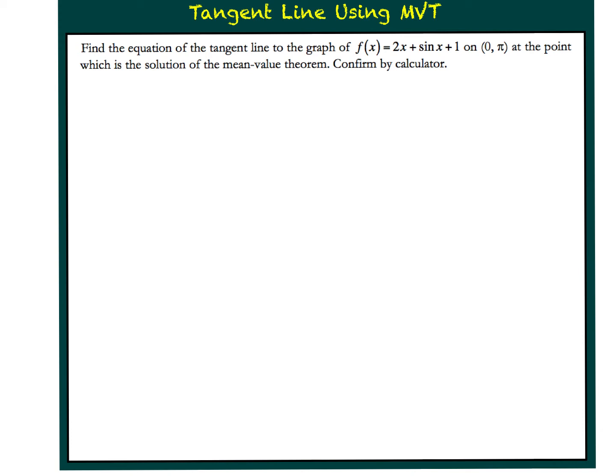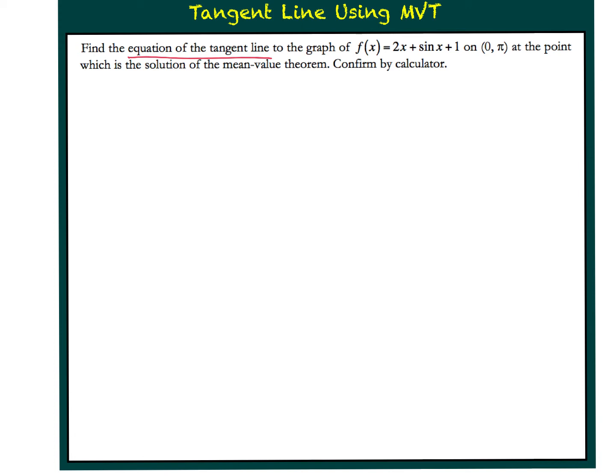So on this one, we're going to find the equation of a tangent line. What do we need for an equation of a tangent line? A point and a slope. We've been doing that for a while, and we're still going to do it for a while. Of the graph f of x equals 2x plus sine x plus 1 on the interval 0 to pi, at the point which is the solution of the mean value theorem.